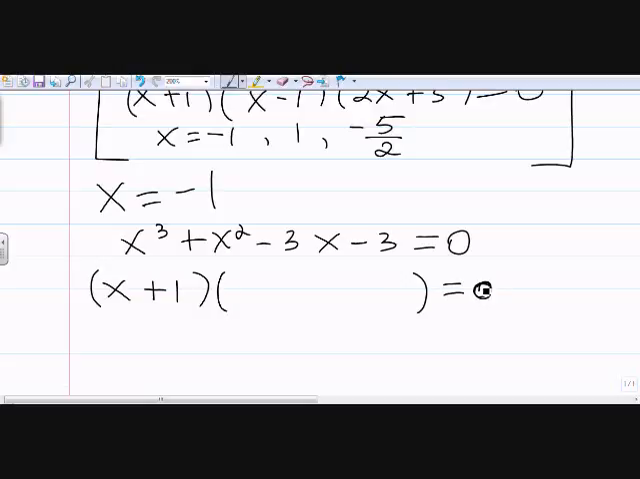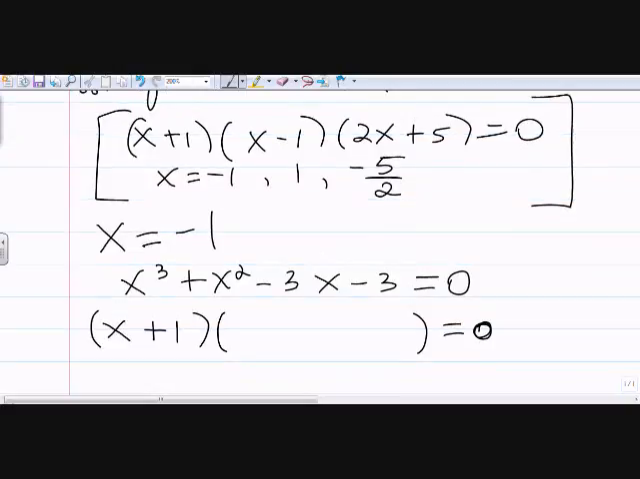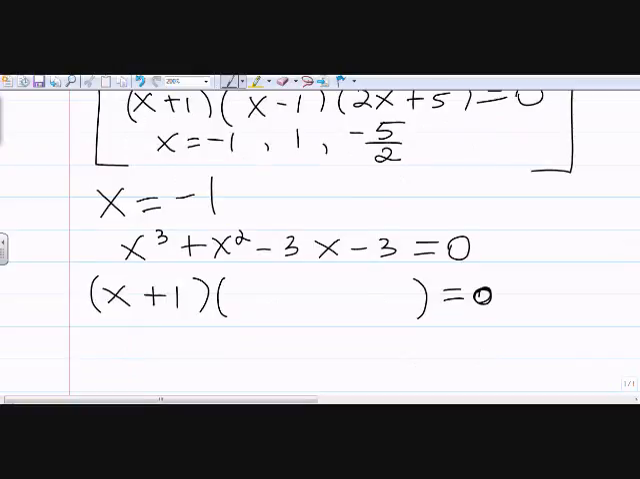How do I get that plus 1? Well, it's that root that I found. Change the sign. Remember from my example up here, if I have x plus 1, that gives me a root of negative 1. So if I get a root of negative 1, I get a factor of x plus 1.